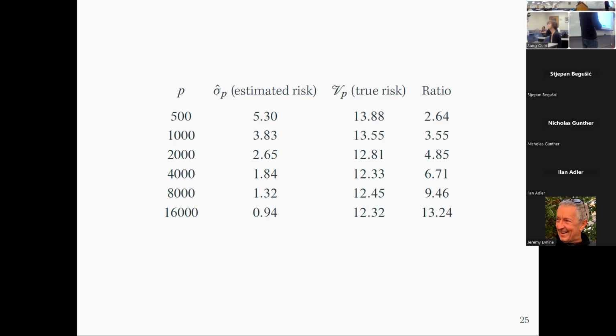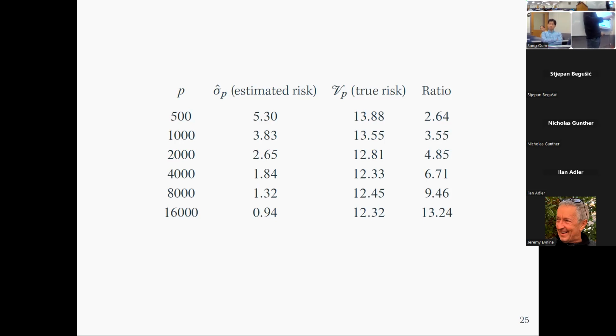We're moving from 500 to a big number, 16,000. We're looking at the minimum variance portfolio, and at what we think the risk of that minimum variance is versus the true risk. You can see that the estimated risk goes down, as theory predicts, or at least predicts for an estimator that is a bad matrix. We haven't proved anything.